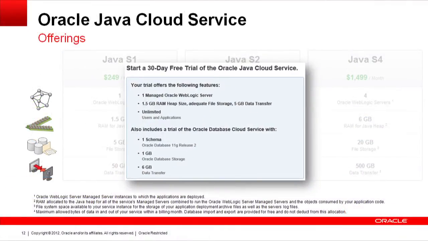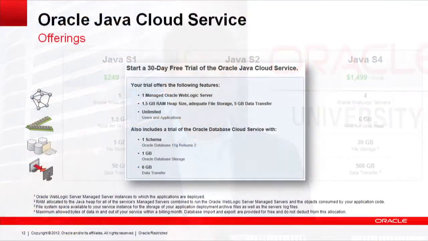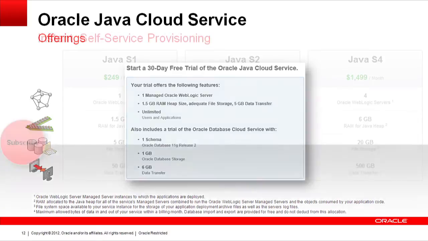Today, if you go to cloud.oracle.com, you can start a free 30-day trial of Java Cloud Service, which includes the Database Cloud Service, out of the box integrated for you. You can try it out for 30 days. And you can start that from cloud.oracle.com. A little later, I will show you how you can get started with your trial.